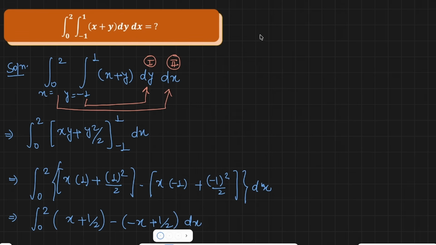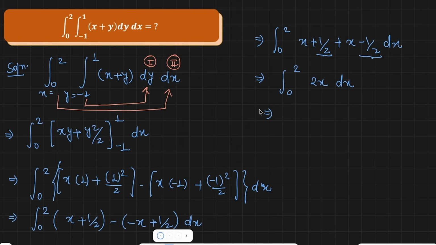Now you simplify this again, so you will get 0 to 2, from here it will be x plus 1 by 2 minus minus plus x, and it will be minus 1 by 2 dx. This and this will get cancelled. So from here this term and this term will get cancelled, so it will be 0 to 2 2x dx. Now while simplifying this integral, it will be 2x square by 2, 0 to 2, this 2 and 2 get cancelled, so it is 2 square minus 0 square, which will be 4.